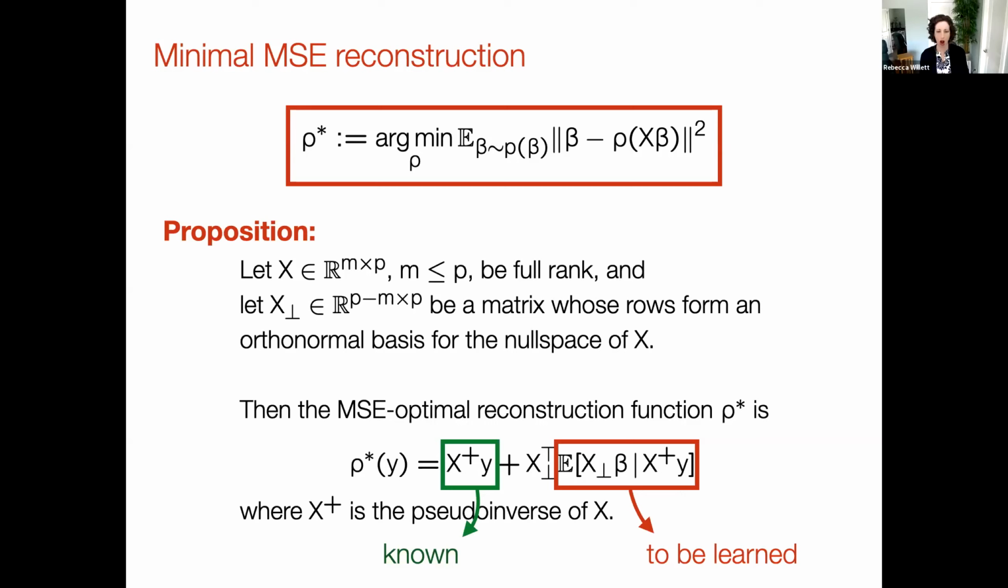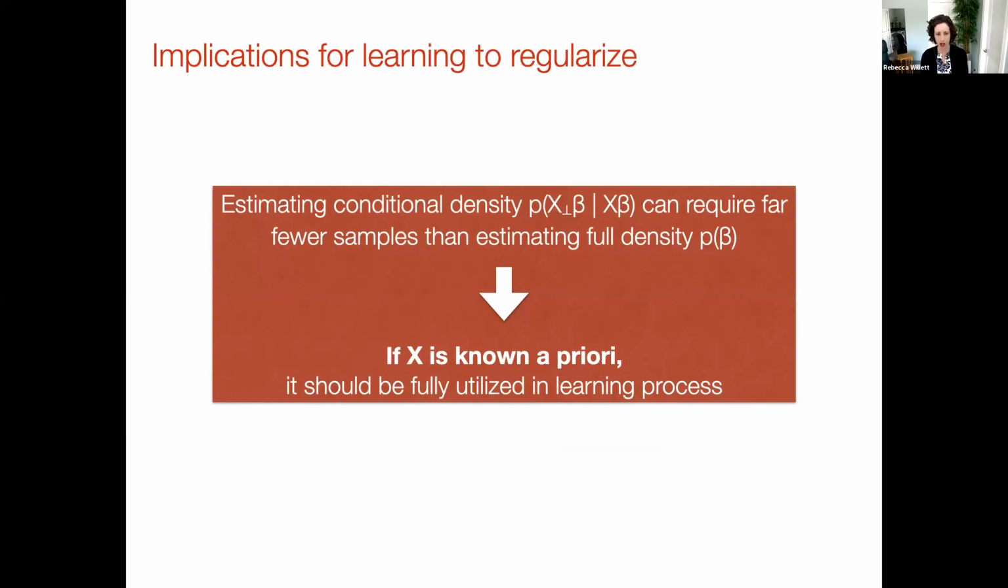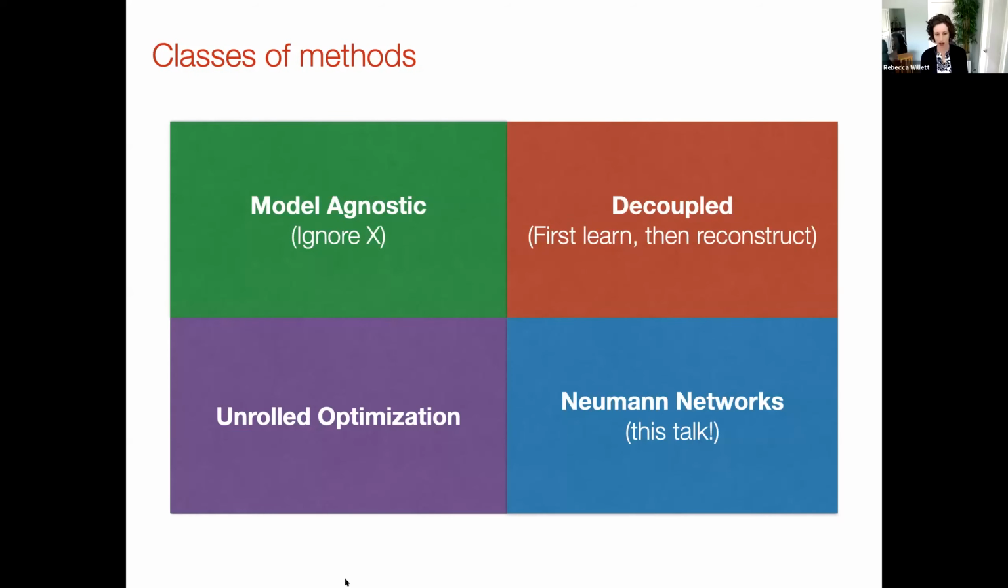Okay, so all of this is to say that if we know x, then trying to estimate the conditional density directly can require far fewer samples than estimating the full density. And so whenever x is known, it really should be utilized in the learning process. Otherwise, we're always going to be stymied by these sample complexity challenges. So with that, I want to move to the third category of approaches, unrolled optimization methods. And these are methods that are, as we said, going to incorporate knowledge of the forward model X during the learning process.